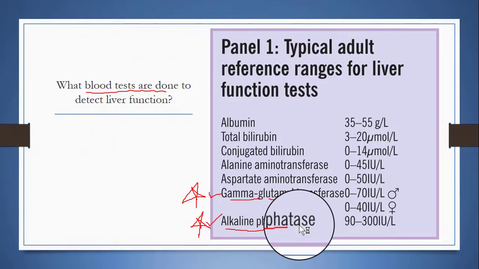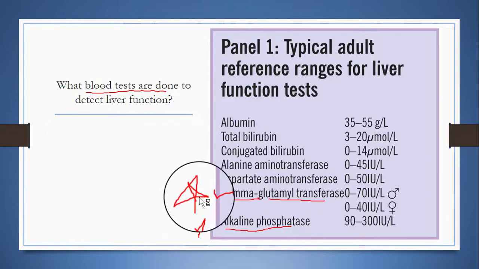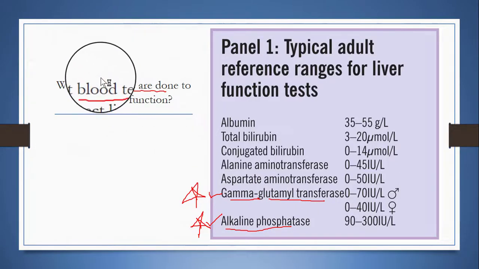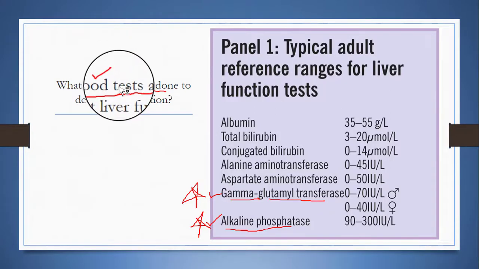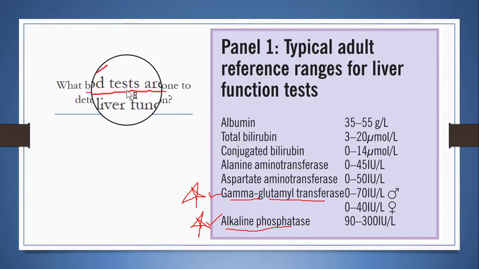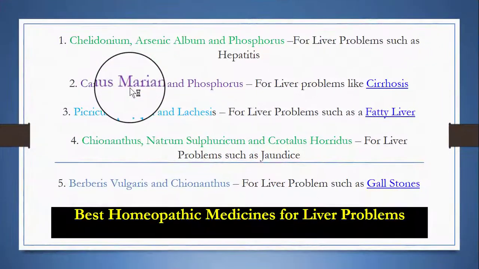Next is LD or LDH, that is lactate dehydrogenase. This enzyme may be elevated in many types of disease, including liver disease. The normal level is about 122 to 222 units per liter. These are the tests which help to detect liver function. So in this video we have discussed the liver function test. This is one of the very important tests in order to diagnose liver diseases.